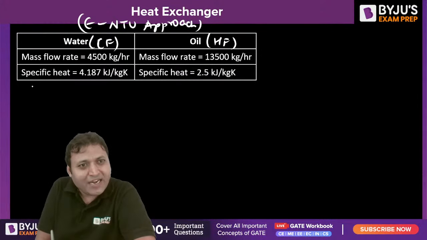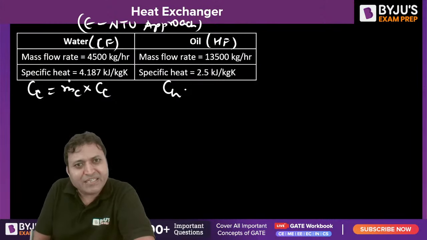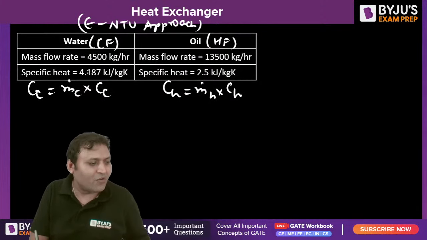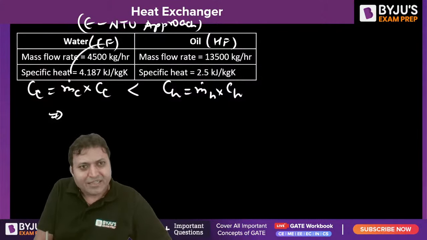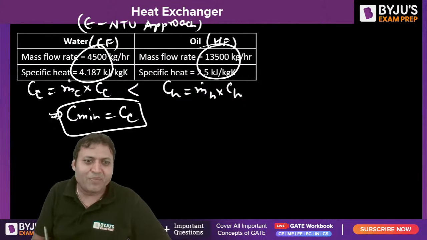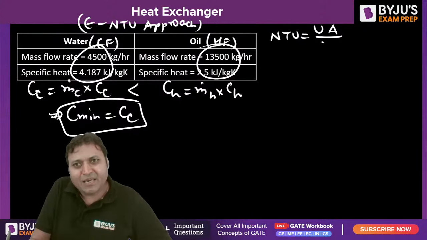Water is the cold fluid, oil is the hot fluid. First of all, you should find out CC, that is mass flow rate of cold fluid into specific heat of cold fluid. Then you need to find out CH, that is mass flow rate of hot fluid into specific heat of hot fluid. If you take the product of these two, CC is less than CH, isn't it? So C minimum is equal to CC. First of all, find out NTU, that is UA by C minimum.